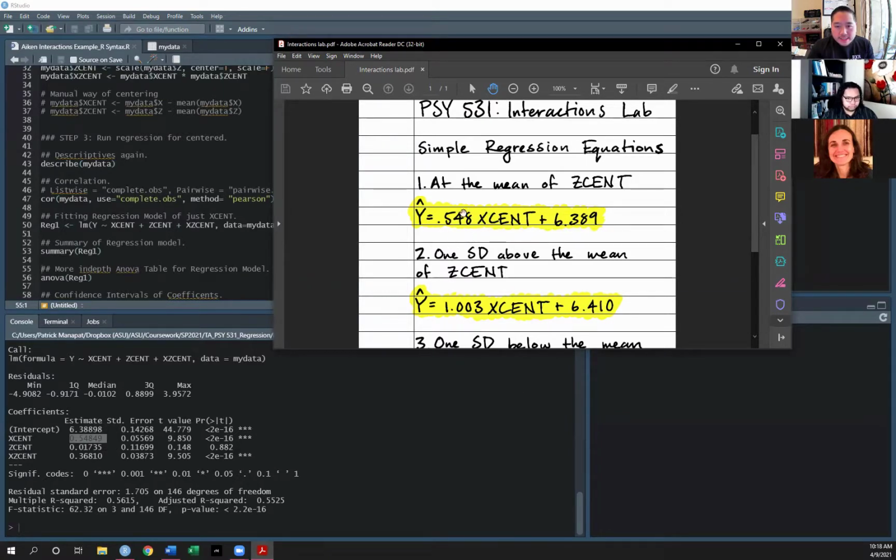To test the significance of this simple regression equation, which is this slope right here, we can simply look at the t-test, which is 9.85, and the p-value is super, super small. So what we can say is, at the mean of z, the relationship between x and y is significant. Any questions about this first simple regression equation and the interpretation?